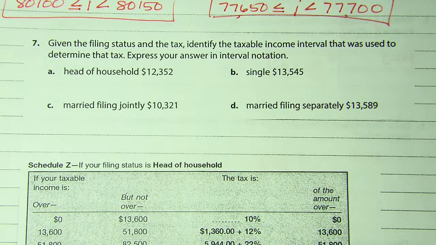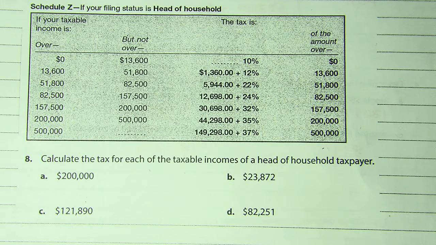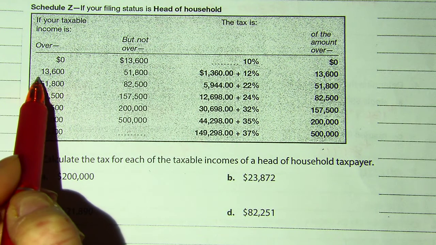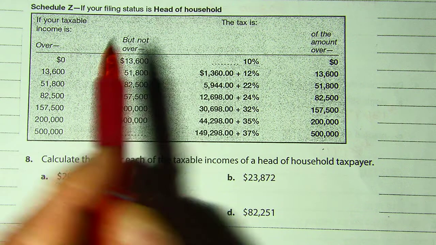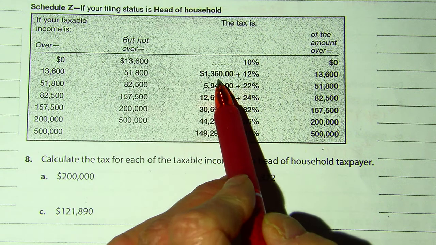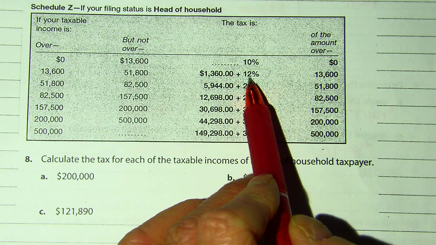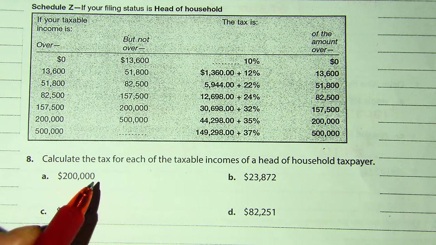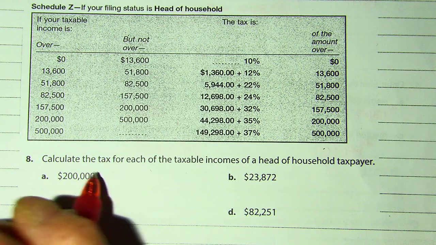All right, given the filing, identify the taxable income. I'm going to skip this because I doubt this is on your homework. For the rest of these, we're going to actually be calculating the tax. So we're going to base it on this chart. Now, here's the income range. So if you're over this but less than this, here's the tax. Then you're given 12% of anything over the second amount. So I will calculate these with you. So calculate the tax for each of these.